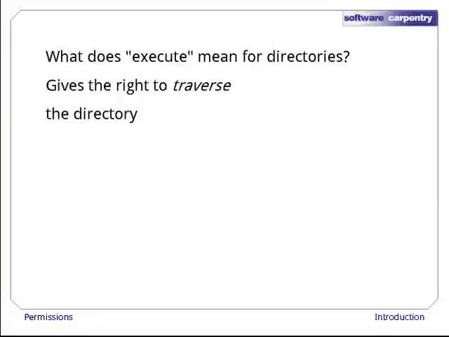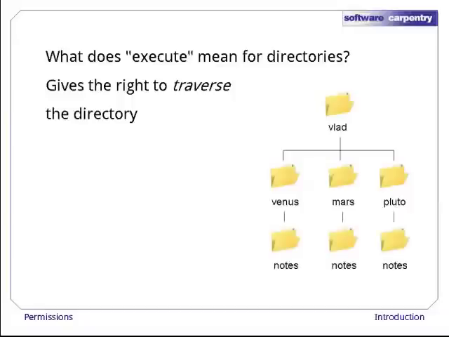The distinction is subtle, so let's have a look at an example. Vlad's home directory has 3 subdirectories called Venus, Mars, and Pluto. Each of these has a subdirectory in turn called notes, and those subdirectories contain various files. If a user's permissions on Venus are r-x, then if she tries to see the contents of Venus and Venus/notes using ls, the computer lets her see both.